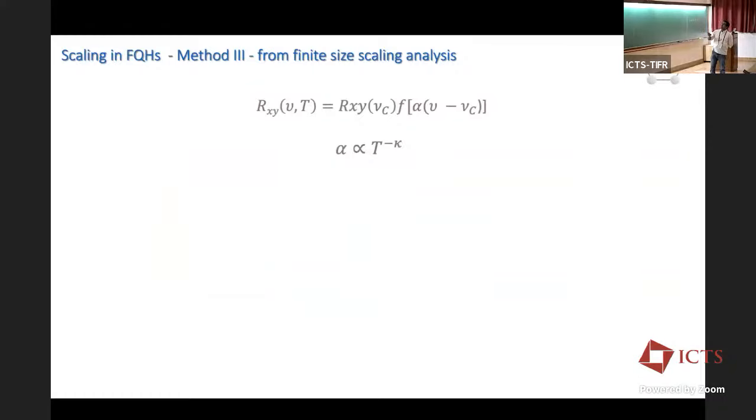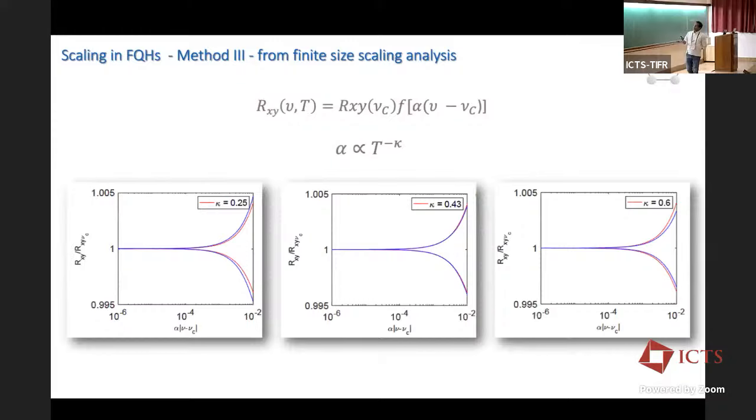You can try to do a finite size scaling analysis. So this is the scaling equation. Rxy will be a function of some parameter alpha, which goes as T to the power minus kappa, times nu minus nu c, where nu c is the critical filling factor. So what we do is, we take this data at different temperatures, we choose kappa, and we try to make the plots collapse on top of each other. And we try to find out the least square deviation between these fits.